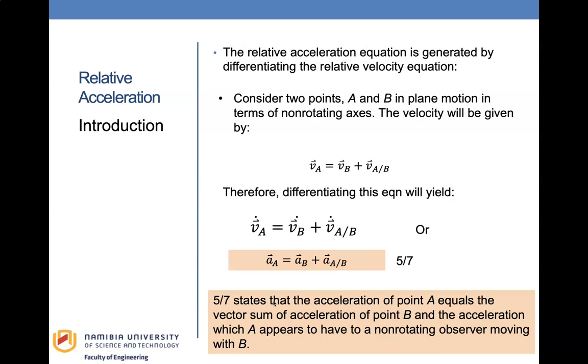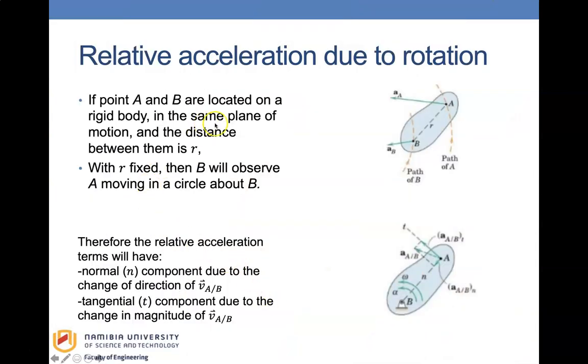If points A and B are located on a rigid body in the same plane of motion, and the distance between them is r, and let's say r is constant, the observer at B will see A as having a circular motion about B. Since the relative motion is circular, the relative acceleration will have a normal component due to the change in direction of the velocity of A with respect to B, and a tangential component due to the change in magnitude of the velocity of A with respect to B.